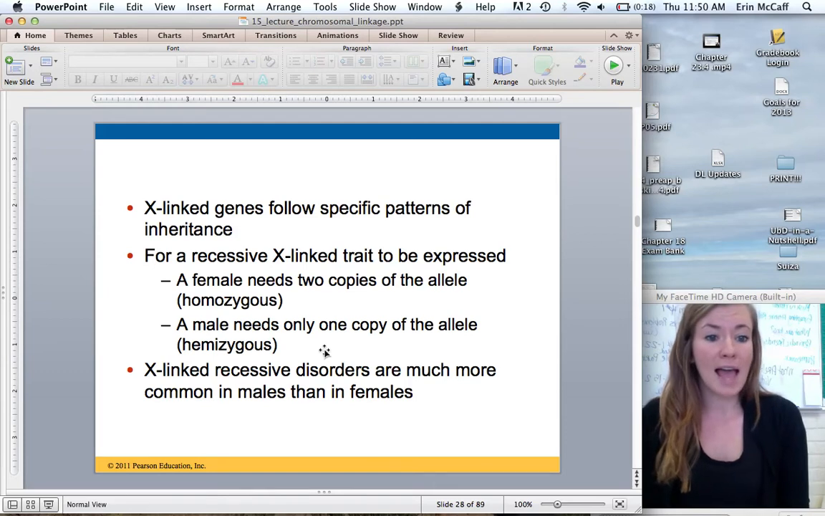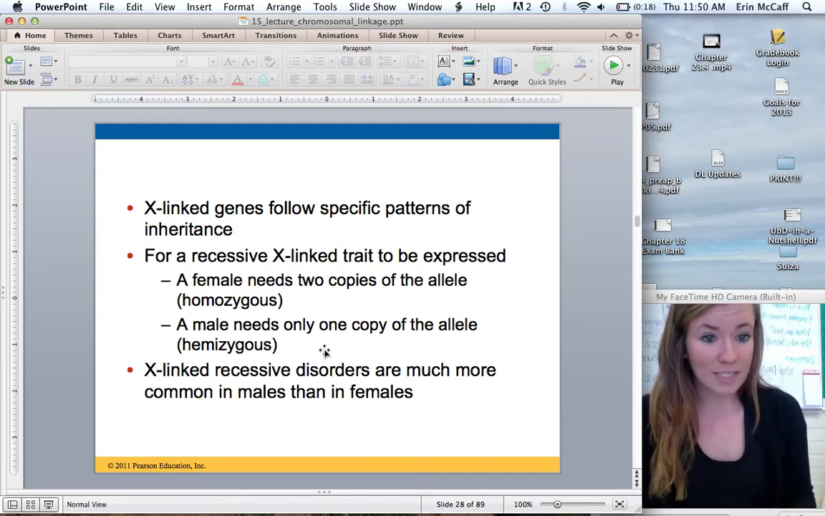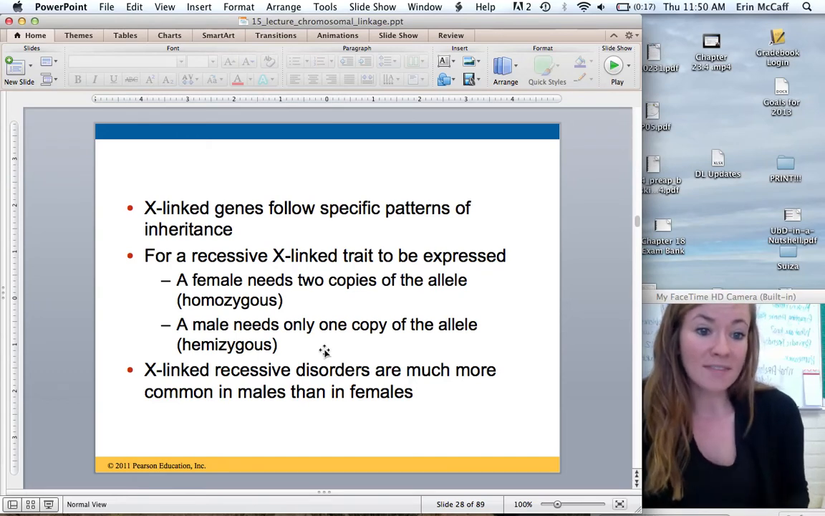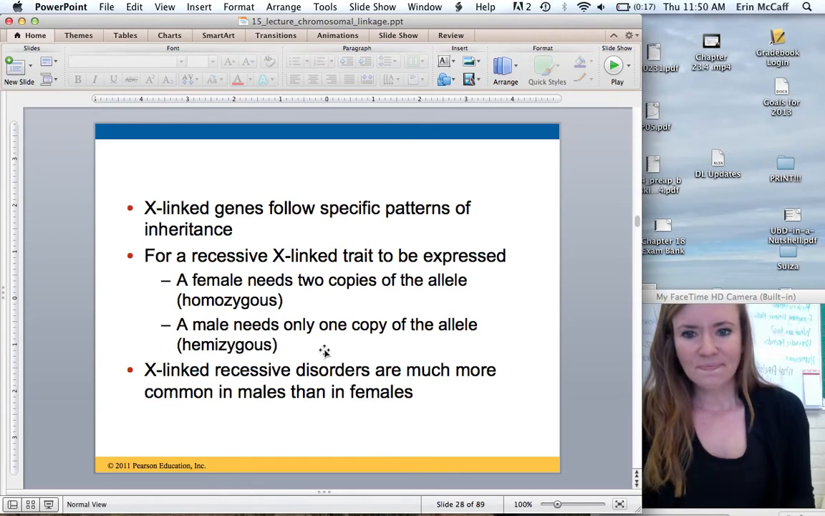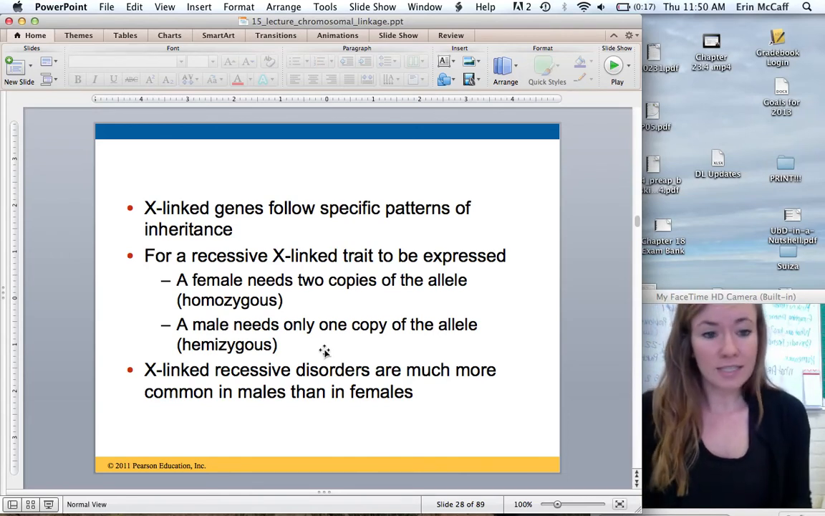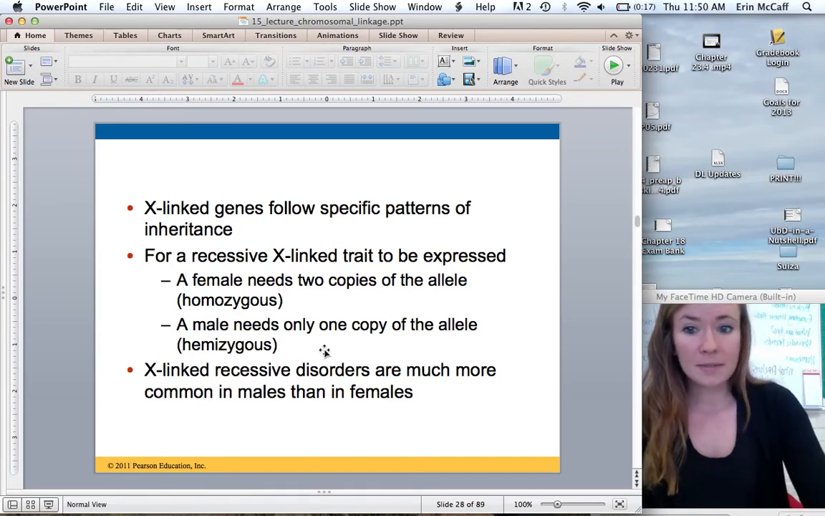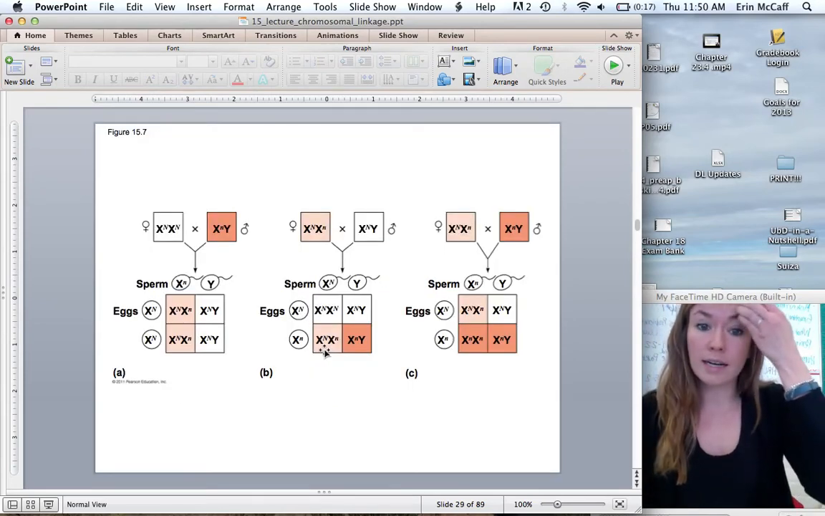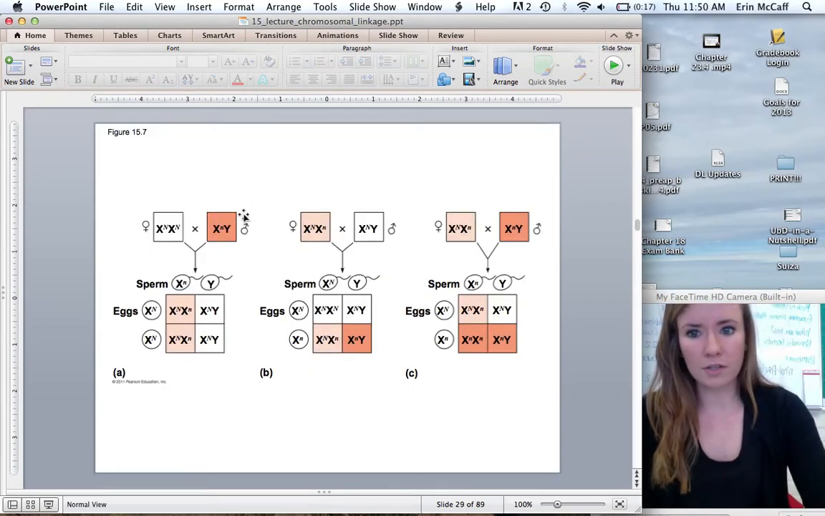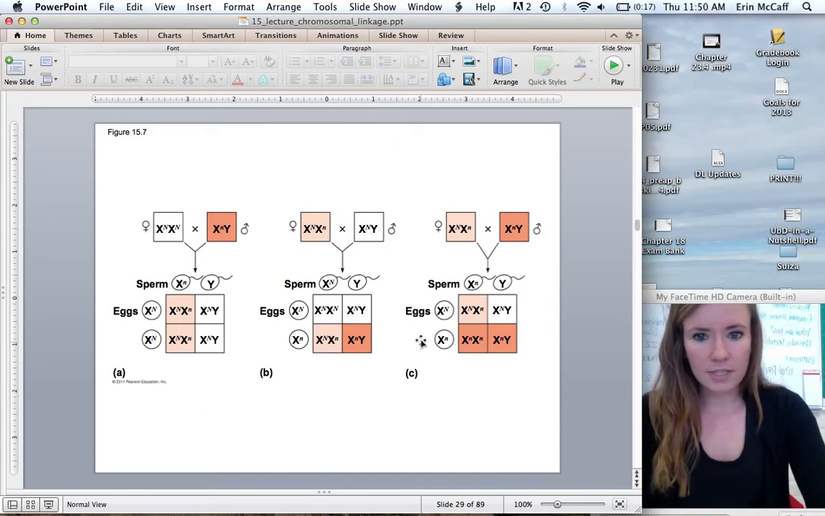And this is called hemizygous. So we have homozygous, heterozygous, and hemizygous. So that hemi means half. So you have half of the pair. And X-linked recessive disorders are much more common in males than females because they only need to get 1 copy. So here are all the different crosses you could have. So take a look at those.